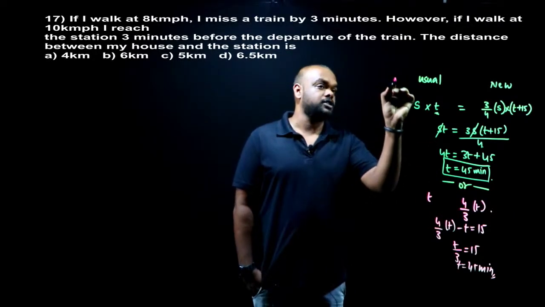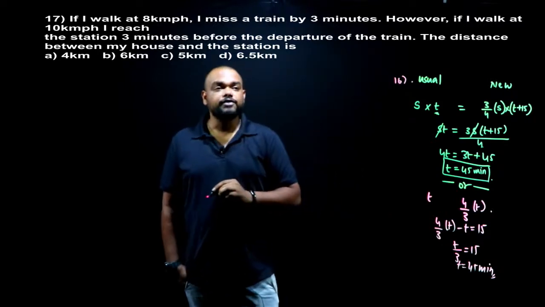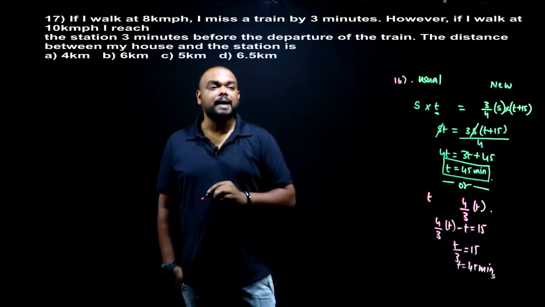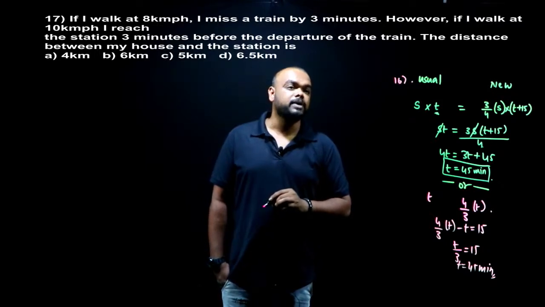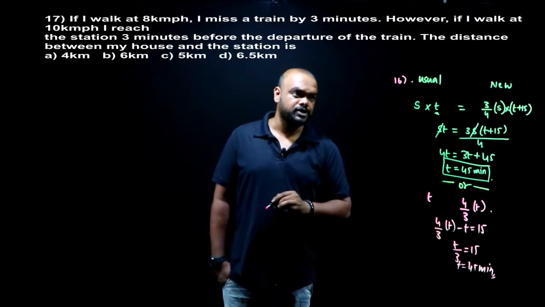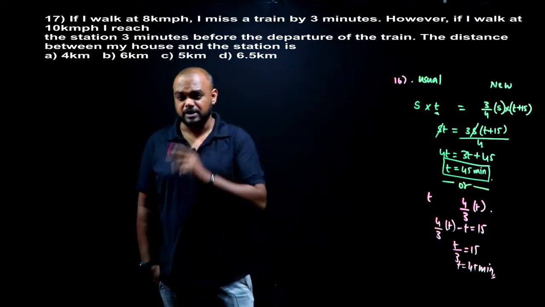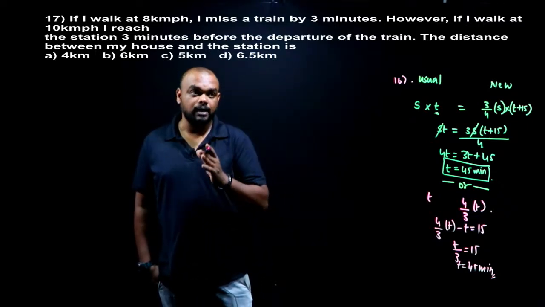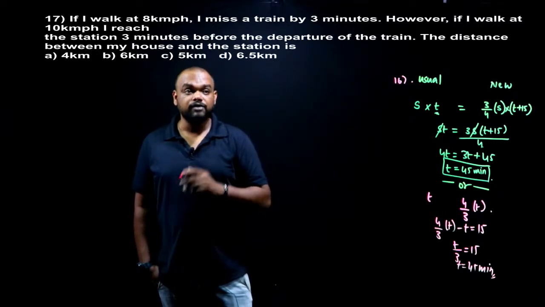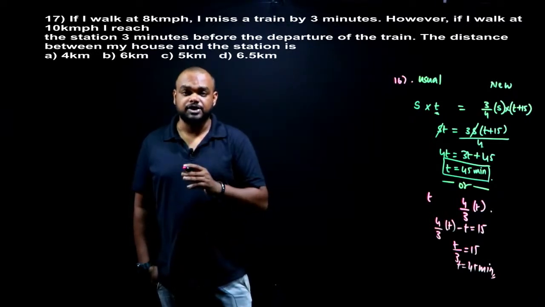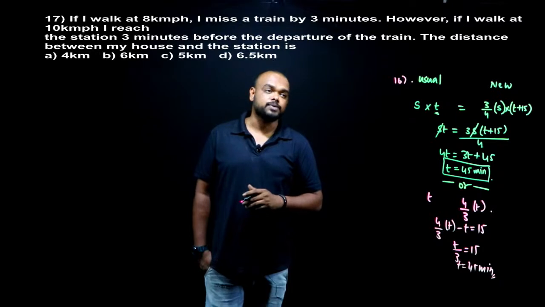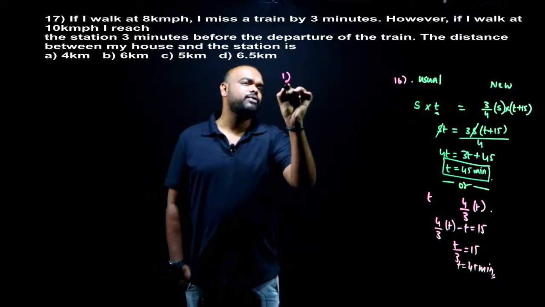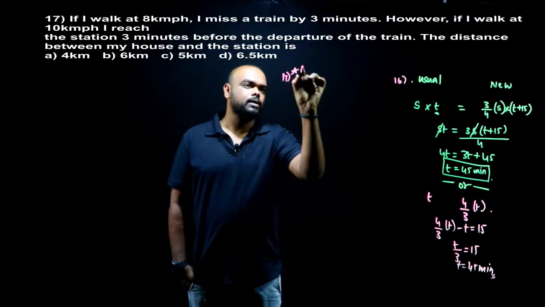This is question number 16. 17. If I walk at 8 km per hour, I miss a train by 3 minutes. However, if I walk at 10 km per hour, I reach the station 3 minutes before the departure of the train. The distance between my house and the station is? Acha. What is it telling? This is a signature question, people. Very famous question.